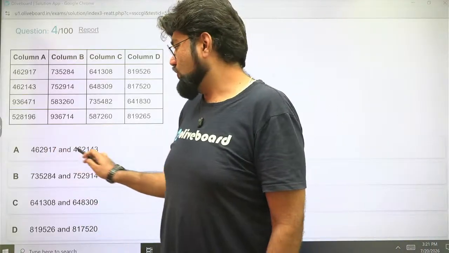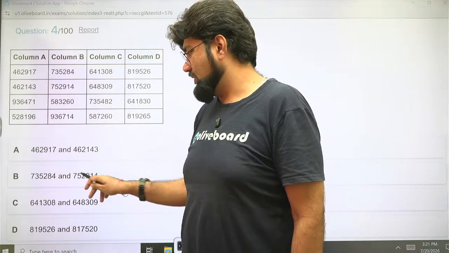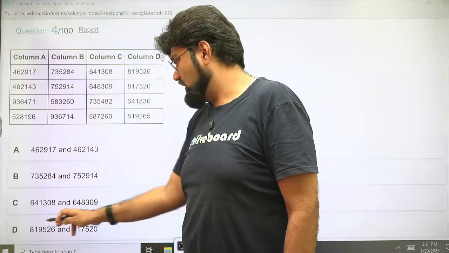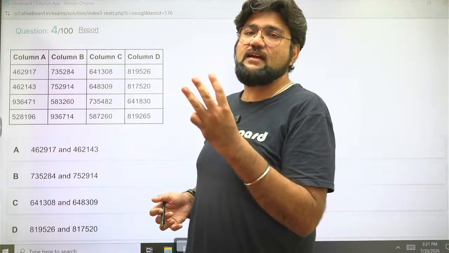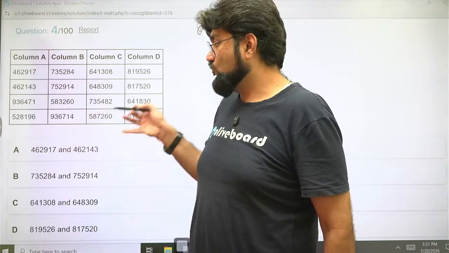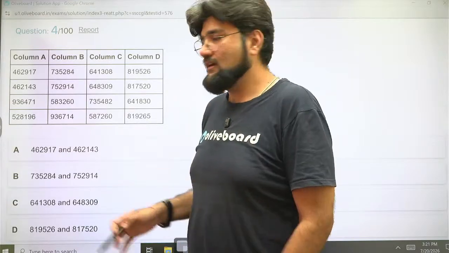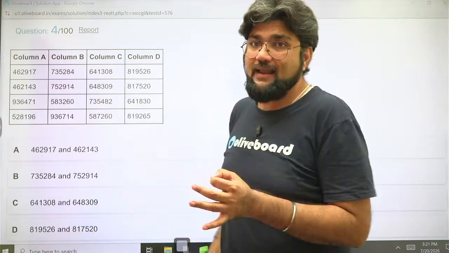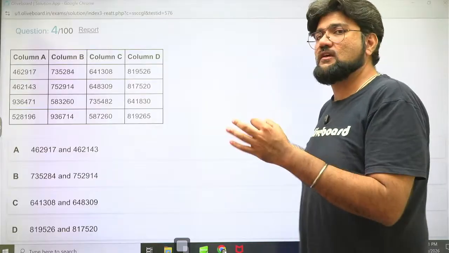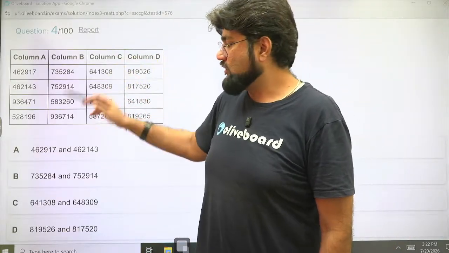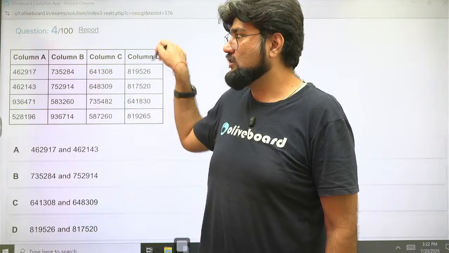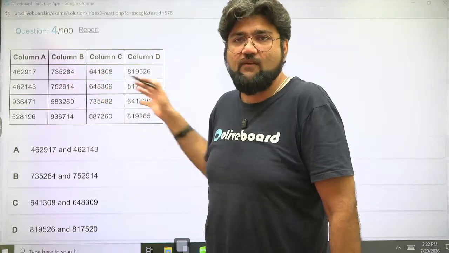So 462, only option A is the one, because 735, 752, 641, 648 and 819, 817 are all different. So if the first three digits are the code for a center and they're asking you which two roll numbers belong to the same center, it has to be option A. But I would still suggest you don't go with the options alone in these questions. Why? Because the examiner can be smart enough to put an option which is totally missing in all these numbers. You're not going to cross check everything, right?